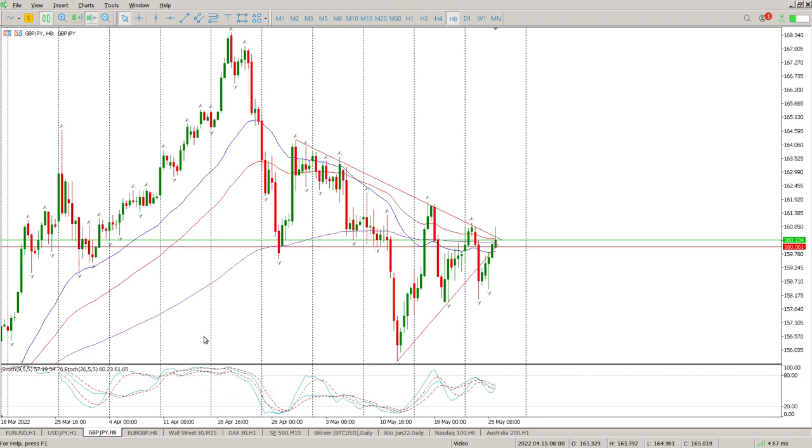Moving on to British pound Japanese yen. So we broke the triangle and then we just headed back into the triangle, which is typical. It always comes back to the apex. Now what you're looking for is a rejection of the apex.